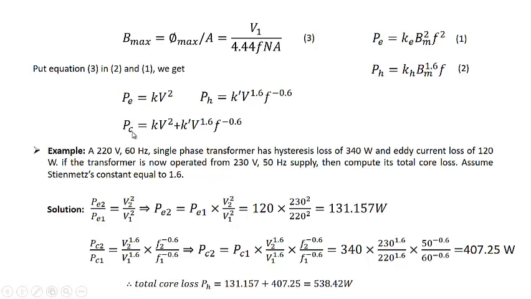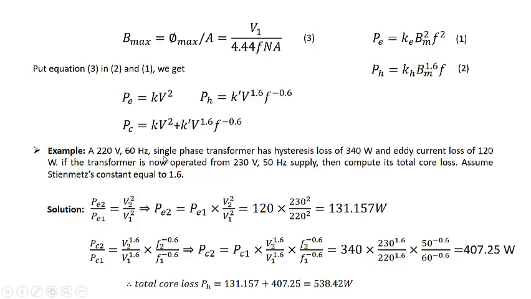So total iron loss, this is core loss, PI should have been here. Please try to correct it. It will be equal to K V square plus K dash V raised power 1.6 into F raised power minus 0.6. Let us try to do one example. It will be slightly clearer to you how to calculate different losses for different values of frequency and voltages.